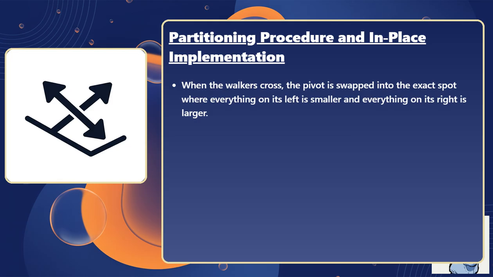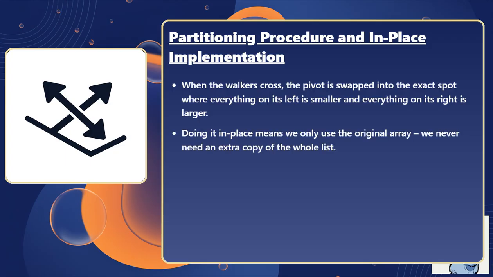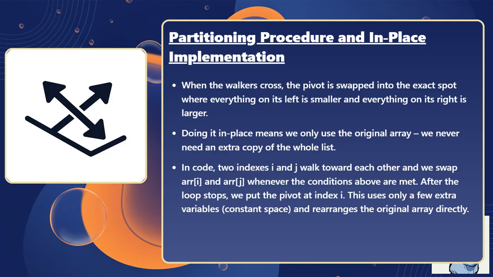When the walkers cross, the pivot is swapped into the exact spot where everything on its left is smaller, and everything on its right is larger. Doing it in place means we only use the original array; we never need an extra copy of the whole list. In code 2, indexes i and j walk toward each other, and we swap R_i and R_j whenever the conditions above are met. After the loop stops, we put the pivot at index i. This uses only a few extra variables, constant space, and rearranges the original array directly.